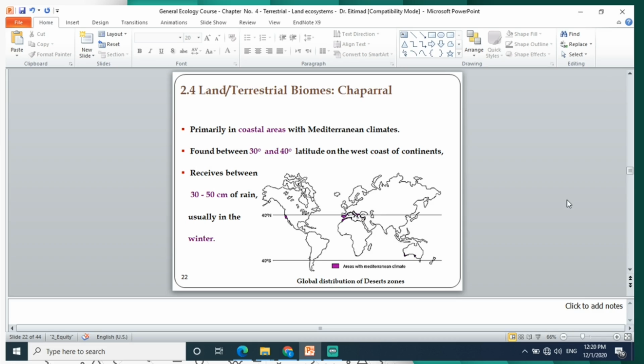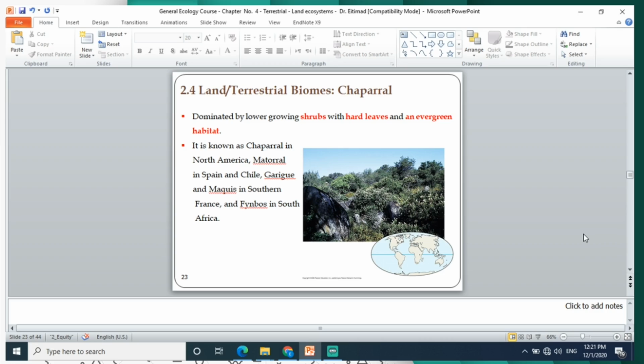They receive rainfall from 30 to 50 centimeters annually, and usually rainfall occurs in the winter. Also, they are dominated by shrubs with hard leaves and an evergreen habit, but they have different names in different places. It's called Chaparral in North America, and it's called Matorral in Spain and Chile, and it's called Garrigue and Maquis in southern France, and also it's called Fynbos in South Africa.